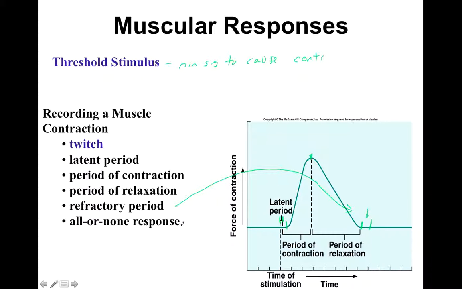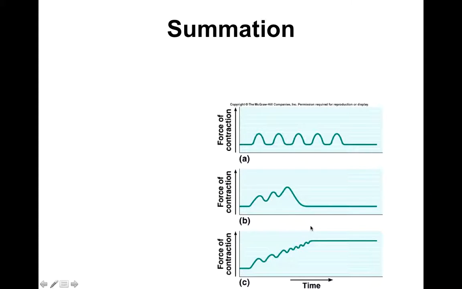And the all or none response just means that when a muscle fiber contracts, the entire muscle fiber contracts, or none of it contracts. You don't get a partial contraction for a muscle fiber.